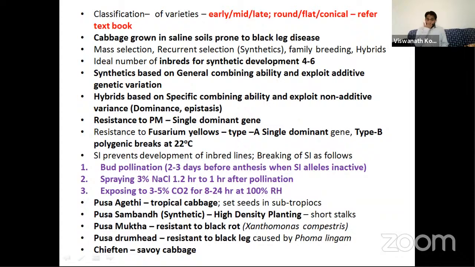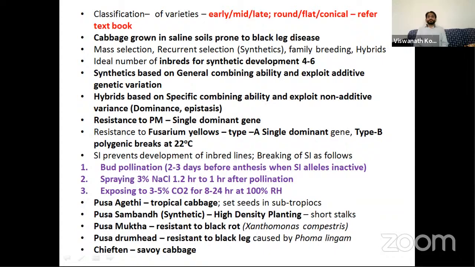There are two types of resistance in cabbage. The type A resistance is governed by a single dominant gene, whereas the type B resistance is polygenic, but it breaks at 22 degrees centigrade. It is temperature sensitive. So for developing inbred lines in cross-pollinated crops, we have to do selfing.